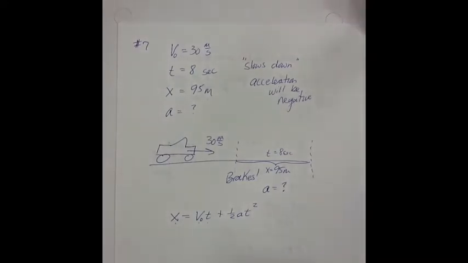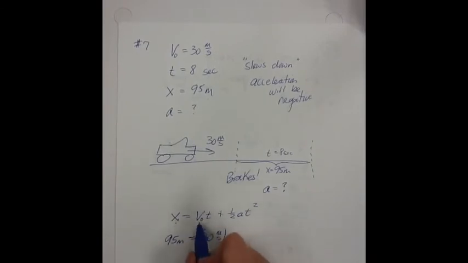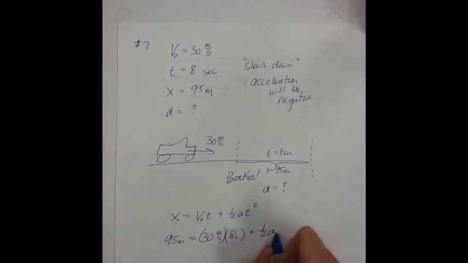So you can just go ahead and plug in your numbers and solve, or you could solve for acceleration first and then solve. So let's plug our numbers in first and solve. So I've got 95 meters, that's my x, equals 30 meters per second, that's my initial velocity, times my 8-second time, plus 1/2 a, we do not know. That's what we're trying to solve for. And 8 seconds squared. Okay, well that's kind of hairy, so we're gonna clean this up a little bit. So I've got 95 equals, and you're gonna do 8 times 30.